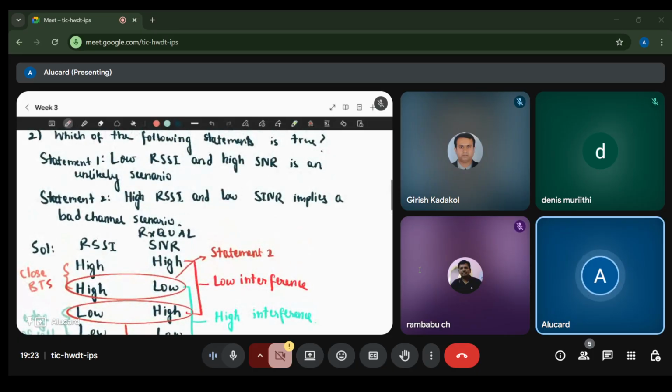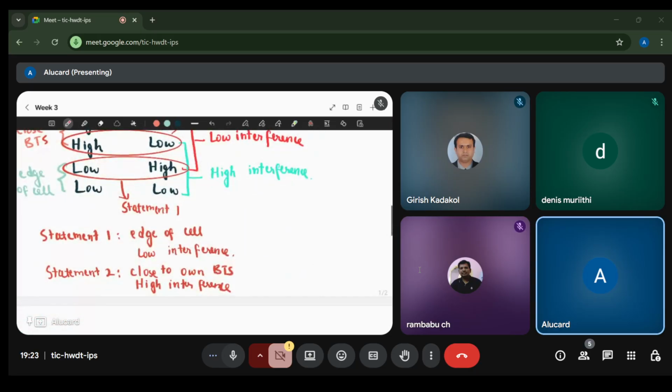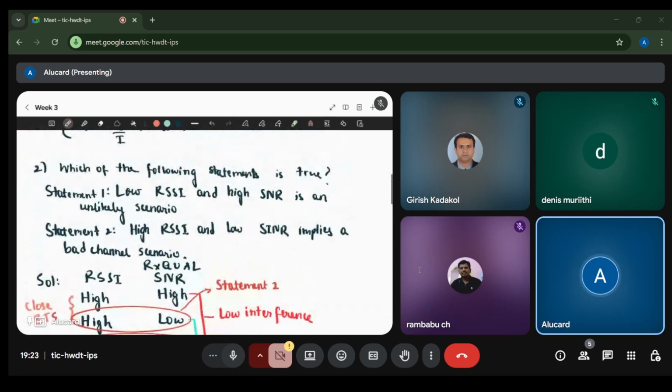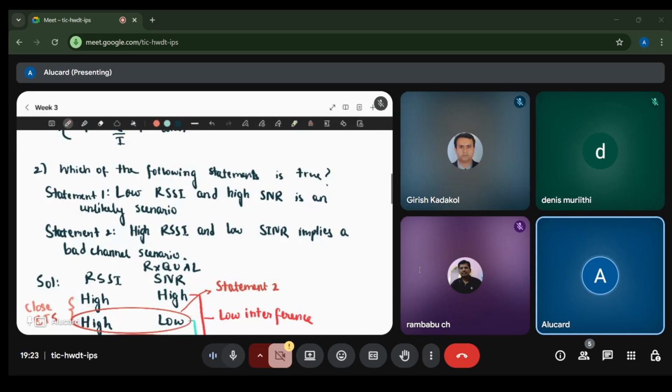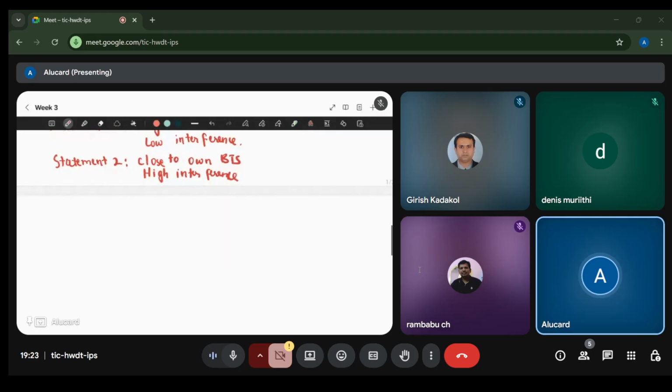So is this a good channel or bad channel? It's good that you are near your base station and you're getting high RSSI, but is it good that there are more interferers, or is it bad that there are more interferers? So I've almost led you to the answer, just a little bit more, and you'll get the answer yourself. I can't directly tell you the answer because these are your current assignment questions.